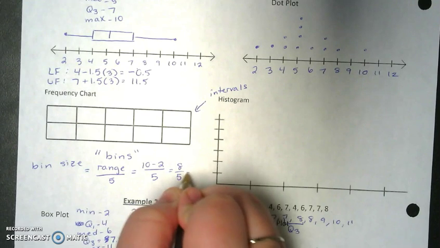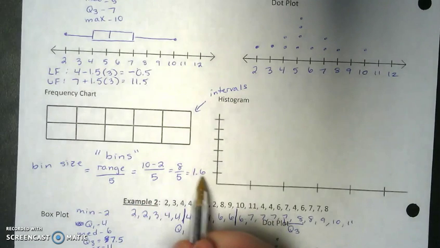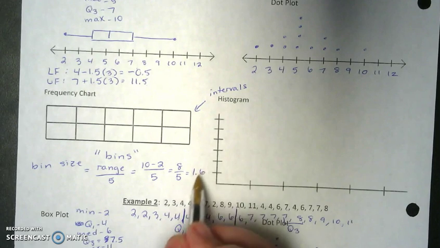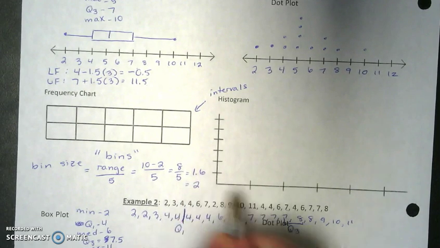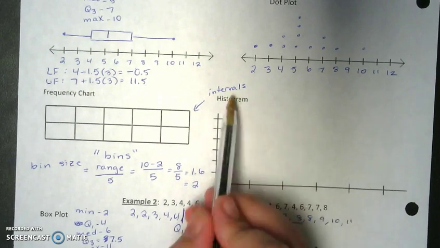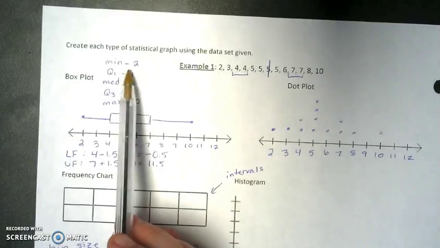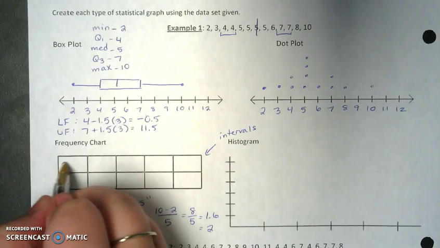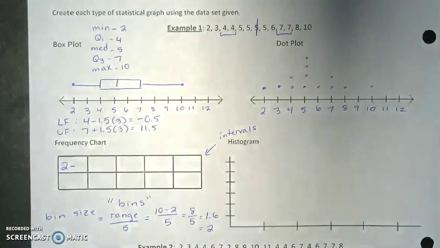When we divide that, we actually get 1.6. Now you don't want a bin size that's a decimal, so we're going to round it up to 2. So that's saying we want 2 numbers in our intervals. So this is what it means. My lowest number, my min, is 2. So we're going to say my 2, and the interval is going to go to 3.